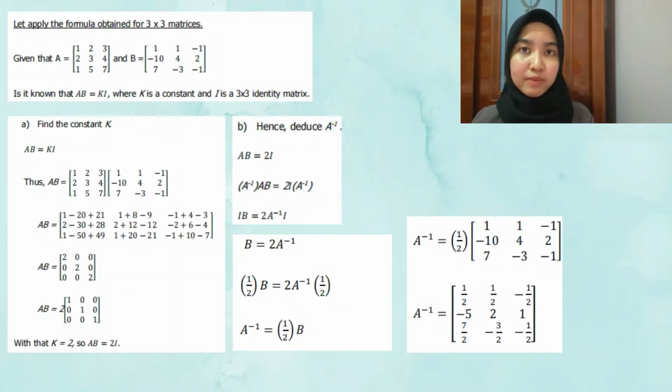Next, for the 3 by 3 matrix, first we are required to find the constant k. To find k, we need to find the product of A and B. After we obtain AB, 2 is factored out from the diagonal entries respectively. Thus, k is equal to 2. Next, to deduce A inverse, from AB equal to 2I, we can deduce A inverse as stated in the following.